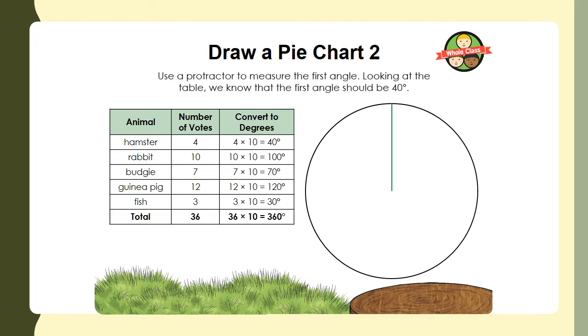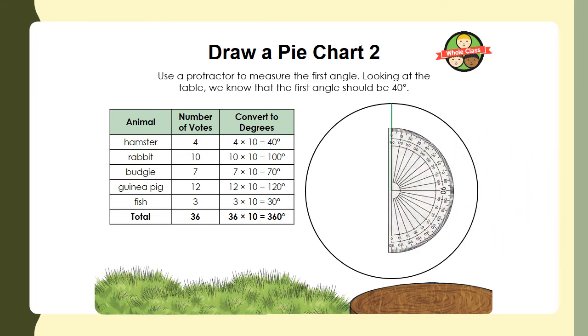Then we use a protractor to measure the first angle. Looking at the table, we know that the first angle should be 40 degrees. So with our protractor, you'll notice that there is a small circle right in the middle. And then it's almost like a sun, and the rays of the sun are all extending out to the lines on the outside. Well, that small circle is what we're going to look at first.